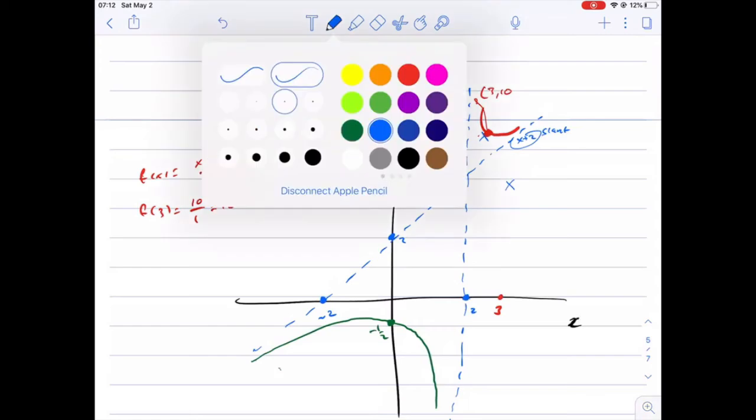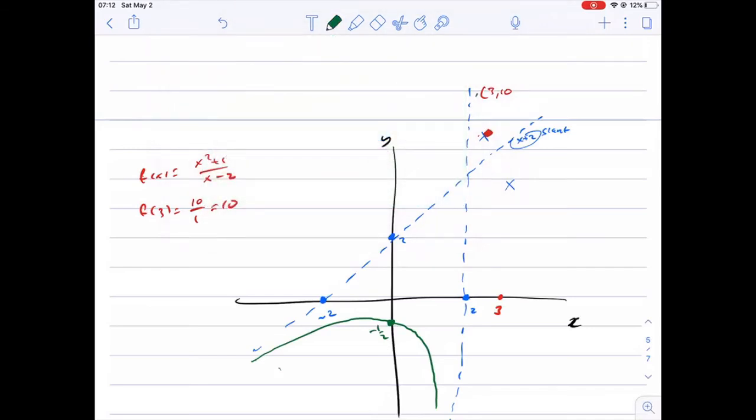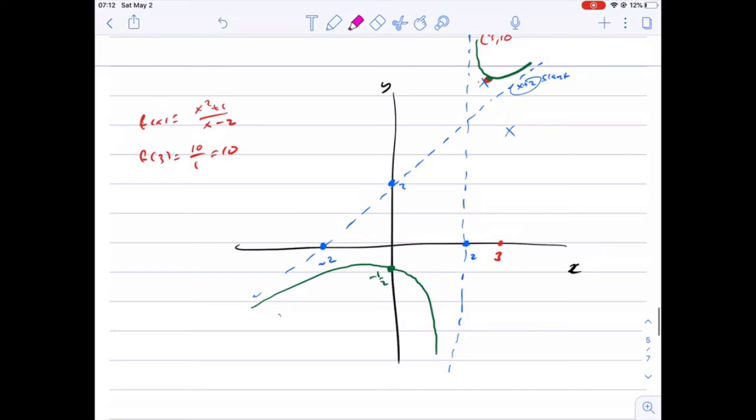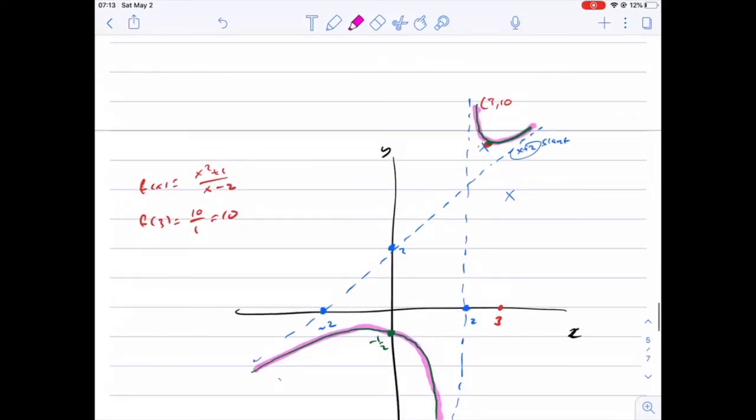So the graph consists of, let's use the same color here as the other part of the function. So this is the graph of the function. It consists of 2 curves, disjoint curves or separate curves of the function.